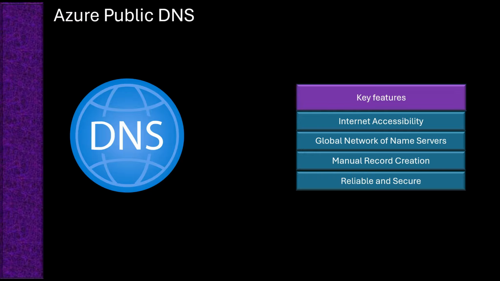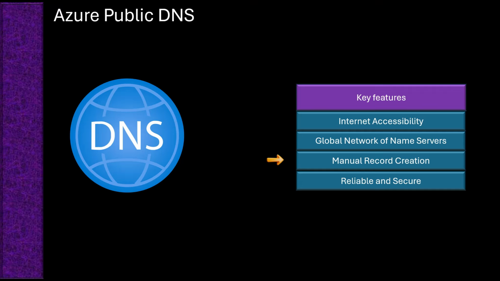Let's discuss a few features of Azure Public DNS service. Public DNS zones in Azure are used to resolve domain names for resources available on the internet. By hosting your domain in Azure DNS, you can make it easily accessible globally. Azure DNS leverages Azure's global network of DNS name servers using Anycast networking. This ensures that each DNS query is resolved by the closest available DNS server, which improves speed and availability.